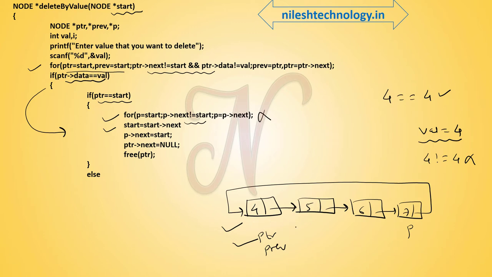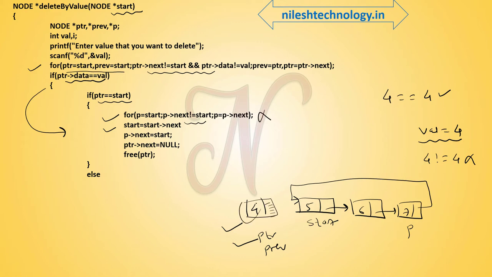So this is your start. Then p of next is pointing to the new start. Then ptr of next equal to null. So this is your ptr of next assigned to the null, and then free ptr. Like this way we remove a node at the first position.